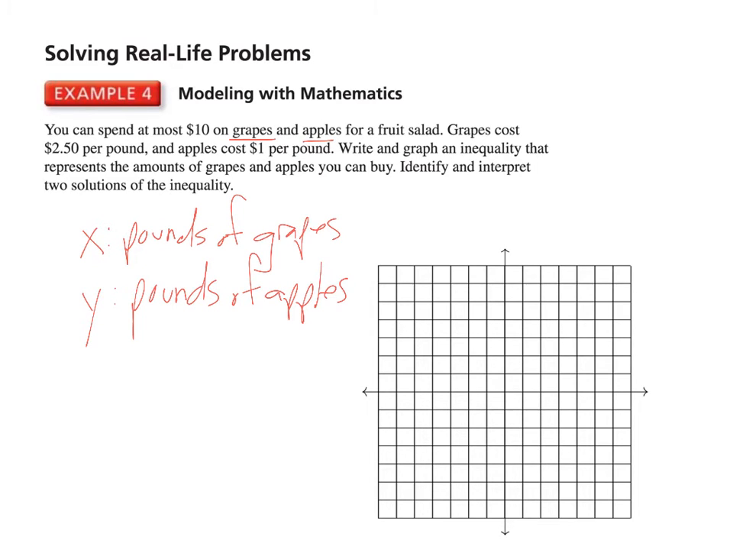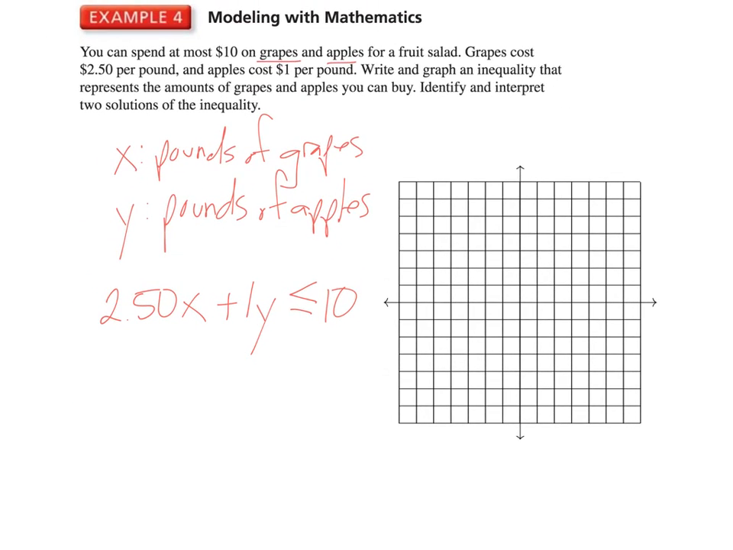So I know that 2.50 times x is the amount I'm paying for grapes, and then 1 times y is the amount I'm paying for apples, and that has to be at most $10. So what does at most mean? It means it has to be less than or equal to $10. You can't go beyond $10. So there's my inequality. Now I'm just going to isolate y so I can graph this inequality.